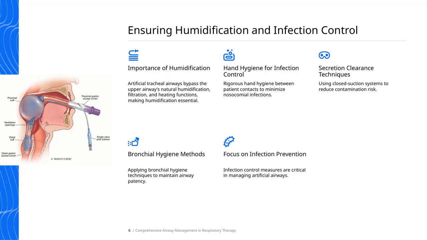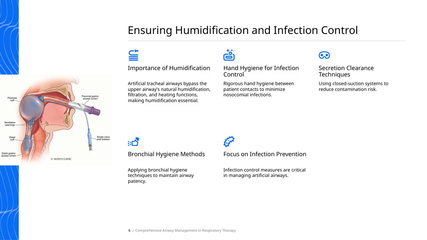Ensuring proper humidification and infection control is absolutely crucial when managing artificial airways. As we focus on infection prevention, it's important to remember that applying bronchial hygiene techniques helps maintain airway patency and prevent complications. Using closed suction systems is a key part of this, as they significantly reduce the risk of contamination and infection spread. Additionally, secretion clearance techniques are vital.